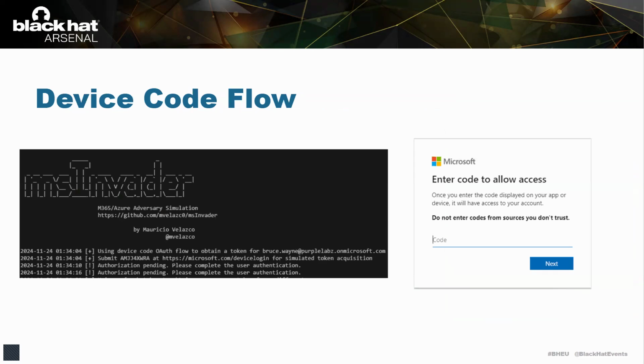This is how it looks for the device code flow. So if you want to simulate techniques from a particular user, like Bruce Wayne, msInvader is going to give you a code, and you go to this device login site on Microsoft. You type in that code, and then msInvader is able to obtain the token for this user, and then execute techniques in the context of that user. So this is how we can assume compromise, and assume that this user's token has been stolen, or this user has fallen for an adversary-in-the-middle. Somehow, this user has been compromised, and we can execute techniques under this user.